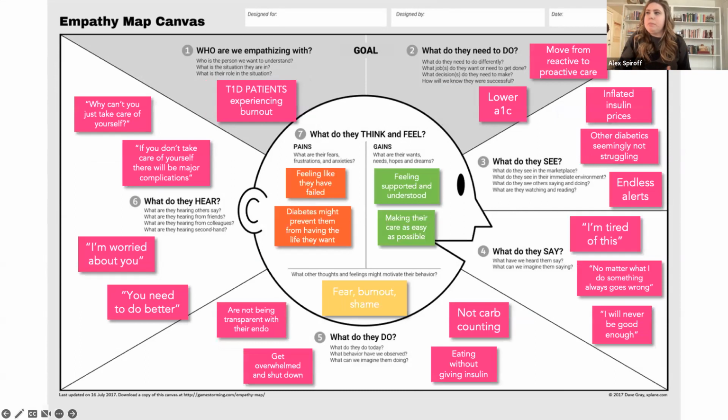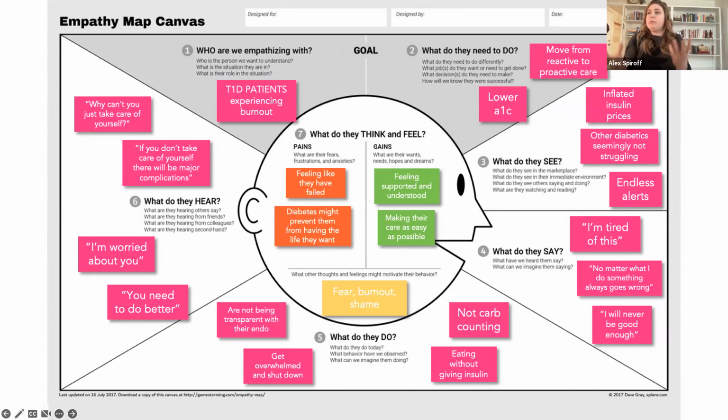So if we take you through an example here, I went through and did the type 1 diabetic patient experiencing burnout, right? If I'm creating a service for them, I want to have a really deep understanding of what they might be experiencing in their environment and what they might be internally feeling, and use that to build my pitch, my story, around how I'm going to address some of these pains, meet some of these gains, and be a part of this environment that they're existing within.